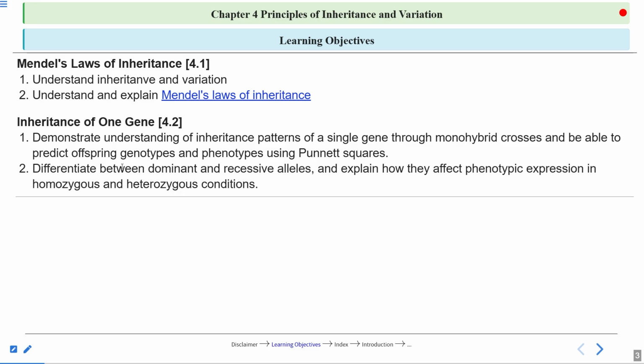Then we'll differentiate between dominant and recessive alleles. So we will understand what is a dominant allele, what is a recessive allele, and what are alleles. And we will also discuss how these alleles affect the phenotypic expression in the homozygous and the heterozygous conditions.